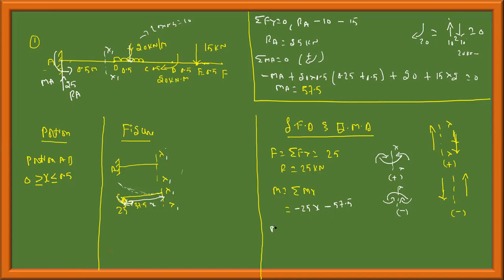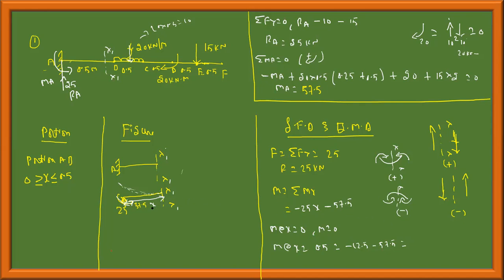Now, M at x, where x ranges from 0 to 0.5. At x equal to 0, M is equal to 0. M at x equal to 0.5 is equal to minus 12.5 minus 57.5, which should be equal to how much? Minus 70, right? Correct? Huh? Sorry, I made a mistake.